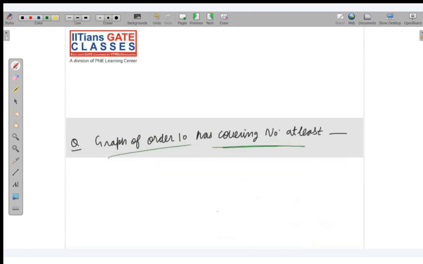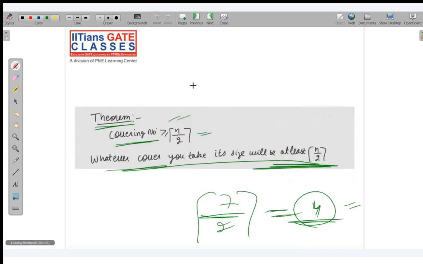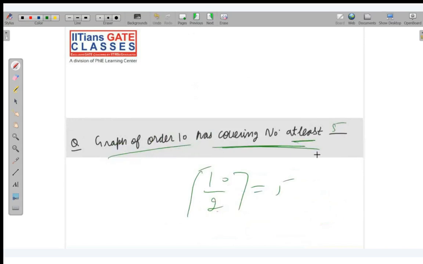Graph of order 10 has covering number at least. So graph of order 10, 10 by 2 ceiling function, that is 5. At least 5. See this, we have the theorem here. N by 2 ceiling function. So at least we are saying that means greater than or equal to 5.